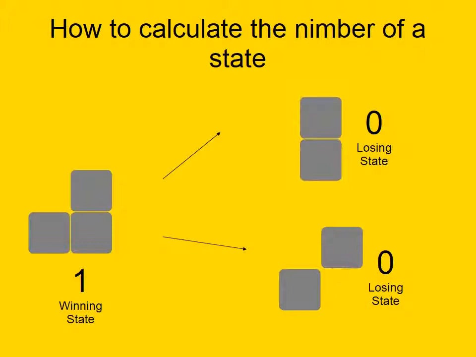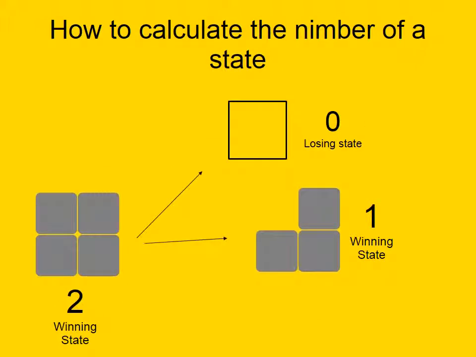Now for this, the next states are 0 and 0, then the minimum excluded value is 1. For this, there is no empty square left. The nim value is 0. And for this, we have 1. Then the minimum excluded value of this is 2. So the nim value of this state is 2.